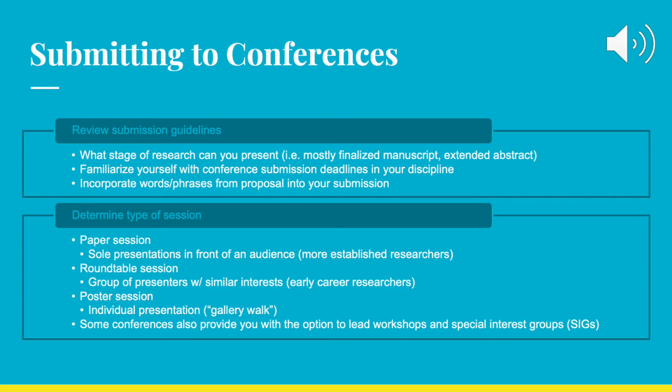Once you've determined your ability to submit a presentation, you then have to decide which type of format you'd like to present your work. Common examples include paper, roundtable, and poster sessions. Paper sessions are usually individual presentations geared towards more established researchers. Roundtable sessions include a group discussion amongst those with similar interests and are well suited for early career researchers and graduate students alike. A poster session is akin to a gallery walk in which an individual presenter interacts with a variety of participants about their work.